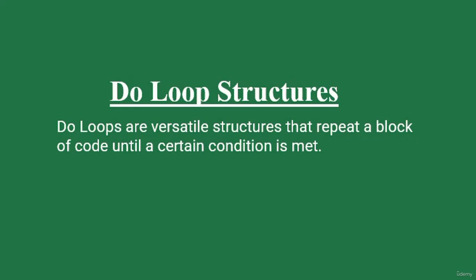Another loop at our disposal is the do loop. Do loops are versatile structures that repeat a block of code until a certain condition is met. The do loops provide more flexibility in controlling the looping process. The do loop is particularly used when we don't know in advance how many times the loop needs to execute, as we can dynamically control the loop's termination based on a specific condition.